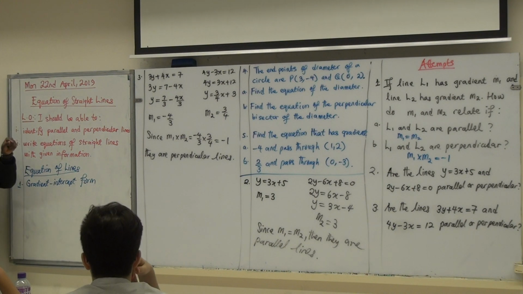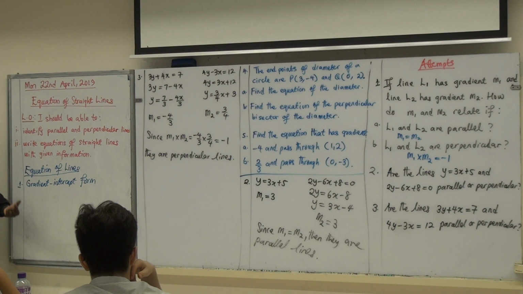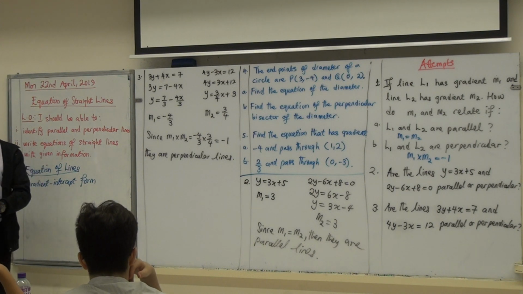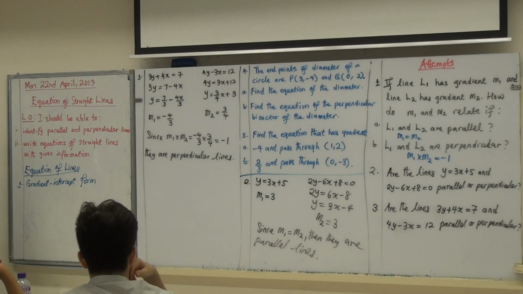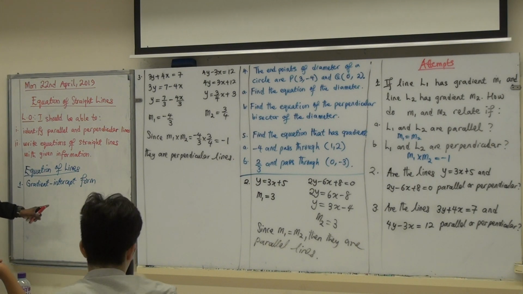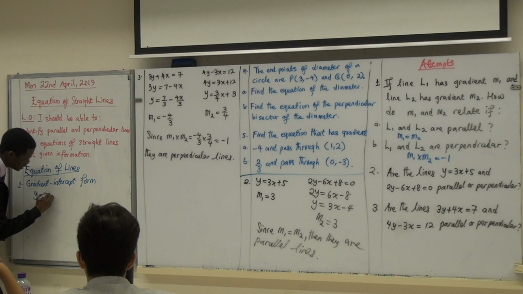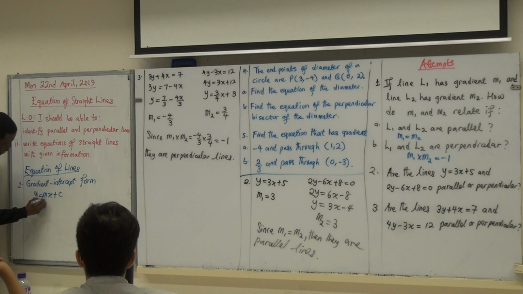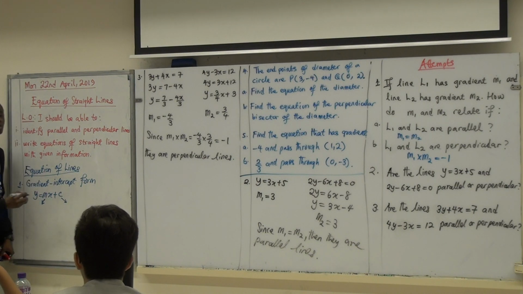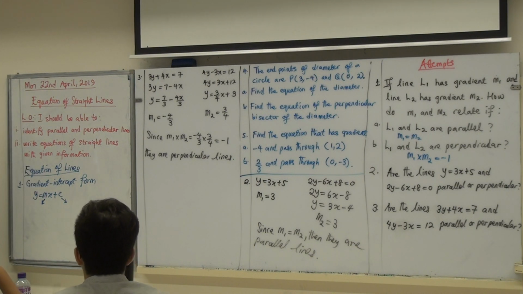Do you guys remember y equals mx plus c? Yeah. So if the question gives you the gradient and the y-intercept, you just substitute into y equals mx plus c. That approach is called the gradient-intercept form. So here, you have your y equals mx plus c. You must know m, it will be given, and you must know c to be given, directly or indirectly.